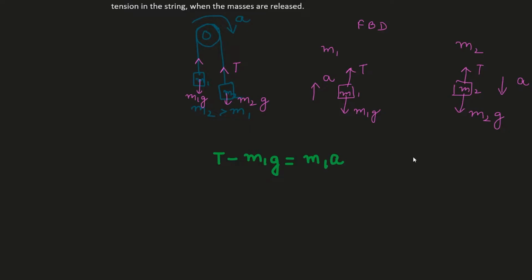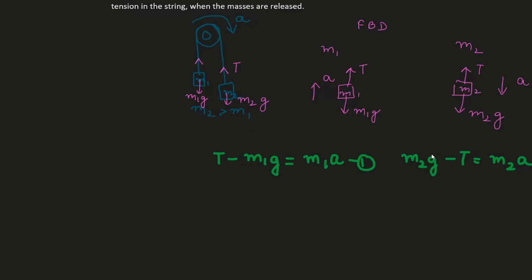In the same way we can write it for m2. Since the body is going down, the net force is acting in the downward direction. That means m2g is more than the tension. So m2g minus T is the net force, and we have to equate it to mass times acceleration. Now let us say this is our equation 1 and this is our equation 2. So there are two variables here right now and we have two equations. The variables are tension and acceleration.